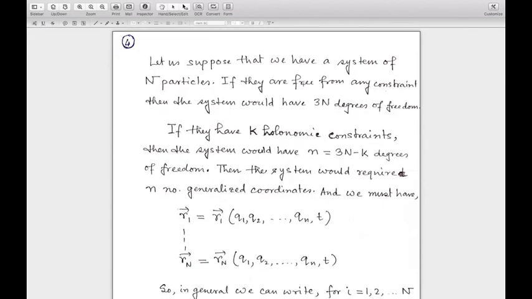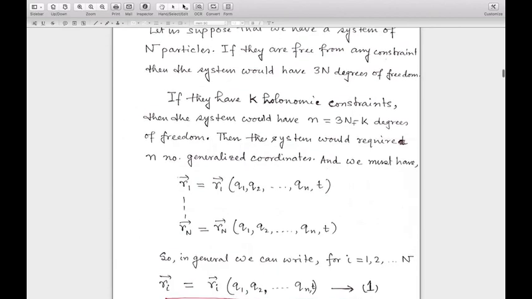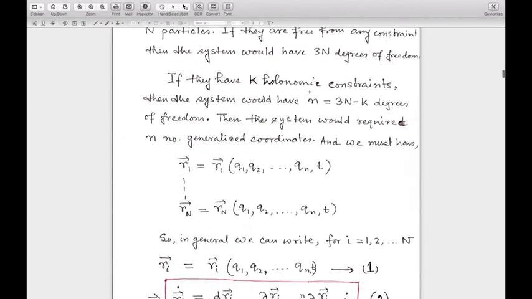Now let us suppose that we have a system of n particles, and if they are free from any constraint, then the system would have 3n degrees of freedom. That's no problem, because all of them are point particles, so they don't have any structure or rotational degrees of freedom. So, very simply speaking, 3n translational degrees of freedom. If they have k holonomic constraints, that means k algebraic equations of constraints, then the system would now have small n, which is 3n minus k, degrees of freedom.